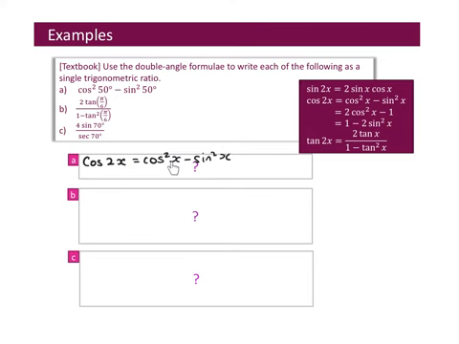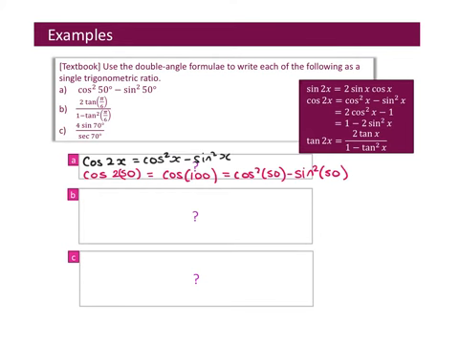Our x is in fact 50. So we know that cos of 2 lots of 50 equals cos of 100, which is cos squared of 50 minus sine squared of 50. So our actual answer is cos of 100. And obviously we're working in degrees.